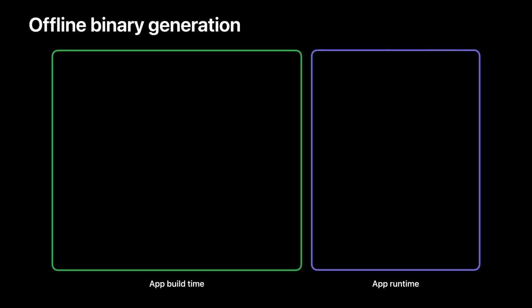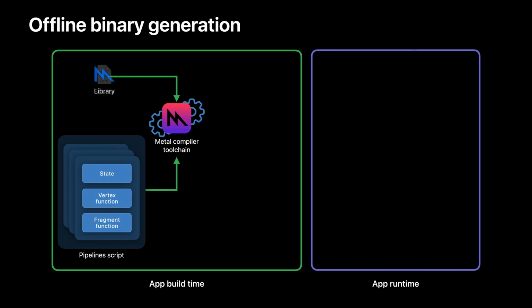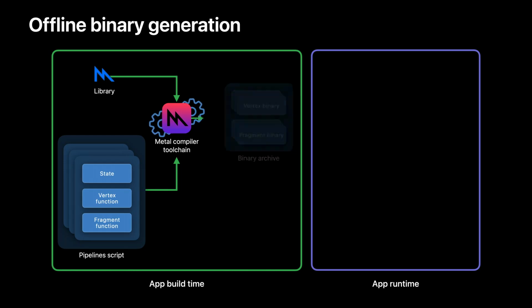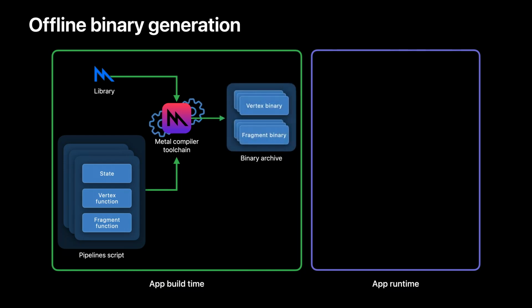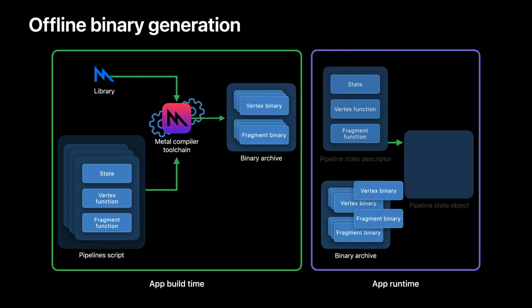With offline binary generation, you specify a new artifact at project build time called Metal Pipeline Script, along with Metal Source or a Metal library. A pipeline script is your compiler toolchain equivalent to a collection of pipeline descriptors in the API. The output of your compilation process is a binary archive. No further GPU code generation takes place at app runtime. Merely load your binary archive built offline to accelerate your PSO creation.